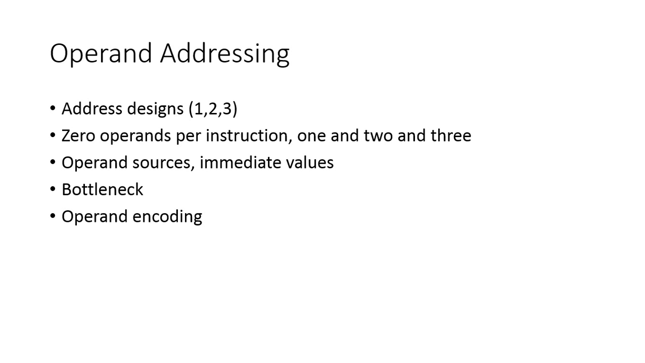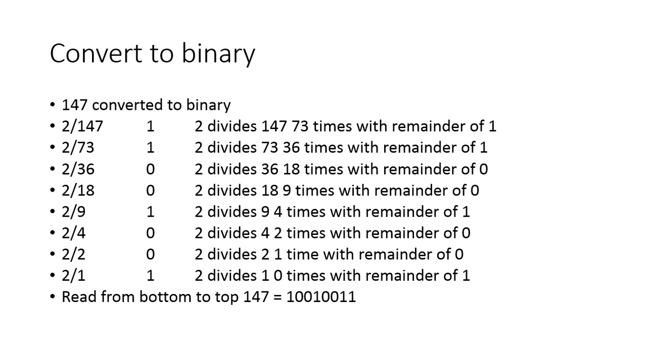The next chapter that you need to be able to cover is Chapter 5. Chapter 5 is processor types and Chapter 6 is operands and addressing and instruction representation. So there are 3 types of address designs for operands: 1 operand, 2 operand, and 3 operand instructions. You should also be able to talk about the sources and the idea of immediate values, that is a number being loaded right away and not needing to go to the registers to get that number. You should be able to talk about the von Neumann bottleneck and operand encoding.